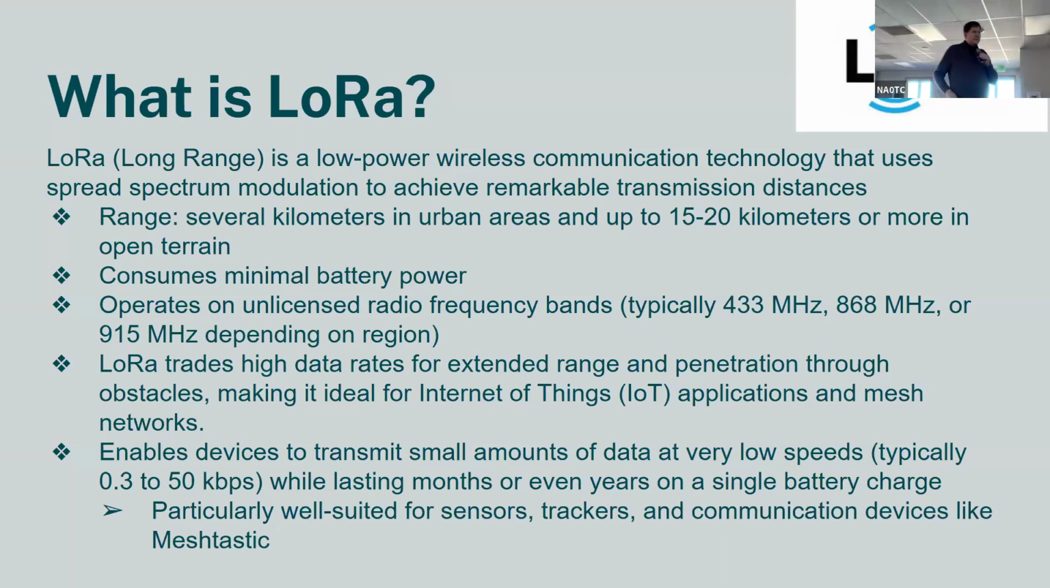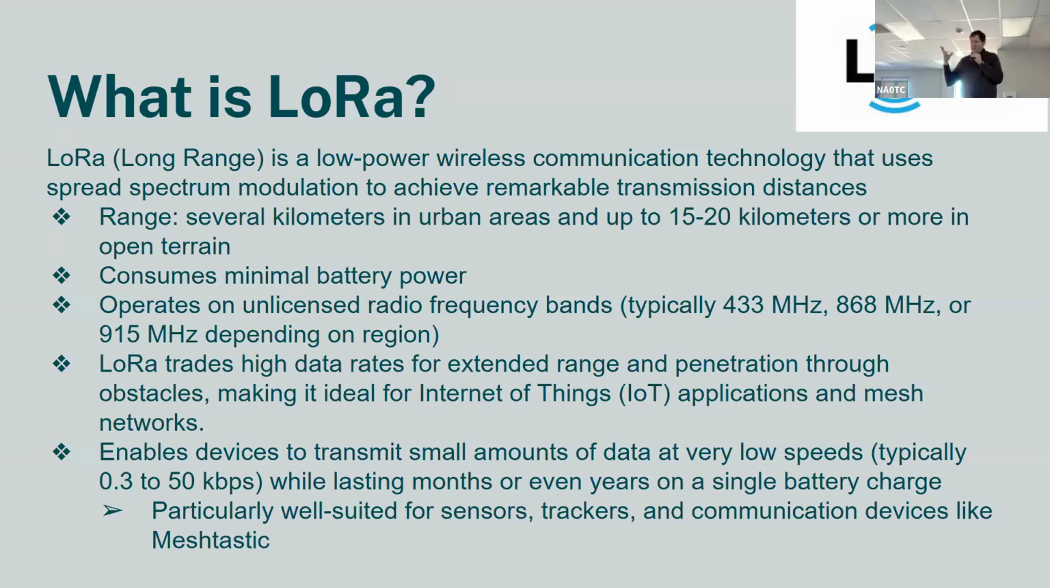Very low power. They operate typically on unlicensed frequency bands. In the US, it's the 915 megahertz ISM band. And then in Europe it's different. If you're a licensed ham, you can also operate them on the 433 megahertz band. More on that later.